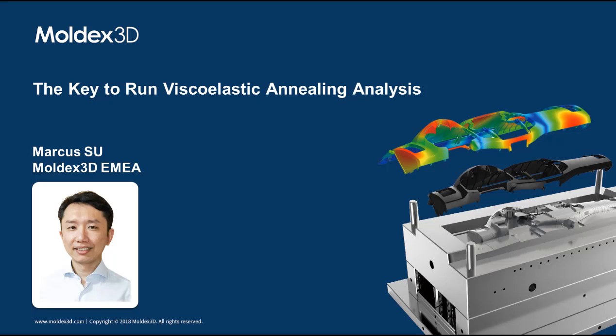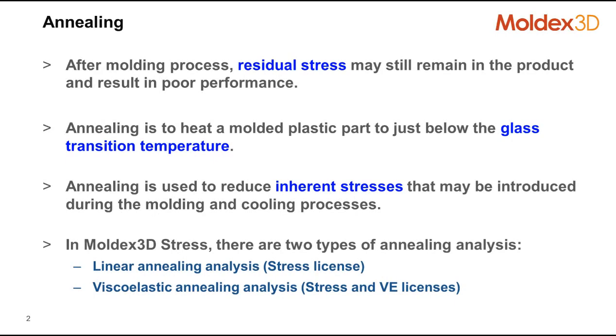Today we are going to talk about the key to run viscoelastic annealing analysis. First, what is annealing? In a general molding process, residual stress may still remain in the product. So annealing is to heat the molded plastic part to just below the glass transition temperature. Annealing is used to reduce inherent stresses, which may be introduced during the molding and also cooling process.